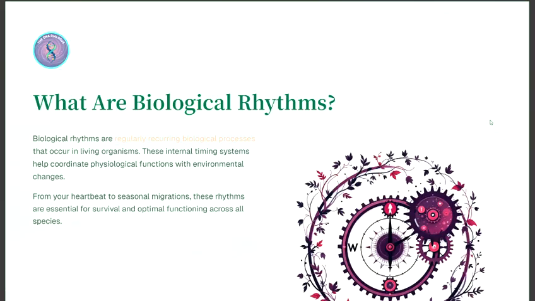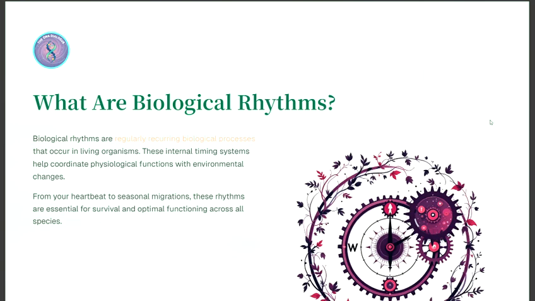Biological rhythms are simply the body's natural clocks. These are regularly recurring biological processes that occur in living organisms. Regularly recurring means they repeat after an interval. So, biological rhythms are your body's natural clocks, and think of them as your body saying, "Hey, it's time to sleep," or "Hey, it's time to wake up and scroll through Instagram."